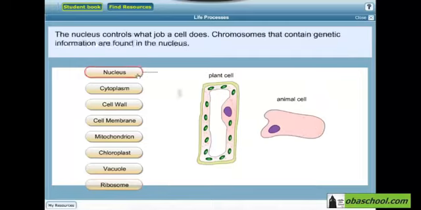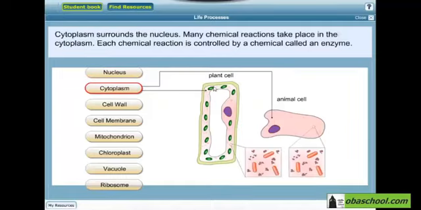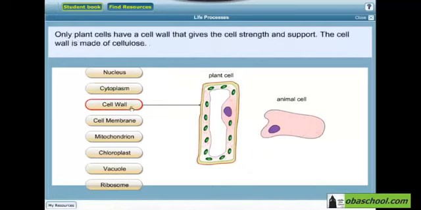So to recap, we have the nucleus in the plant cell and also the animal cell. It contains the chromosomes and it controls the cell. We also have the cytoplasm that surrounds the nucleus and the organelles inside the cell. It is the medium in which all the chemical reactions that happen inside the cell take place. We have the cell wall that is found only in plant cells and not found in animal cells. It protects the plant cell and gives it its rectangular shape.